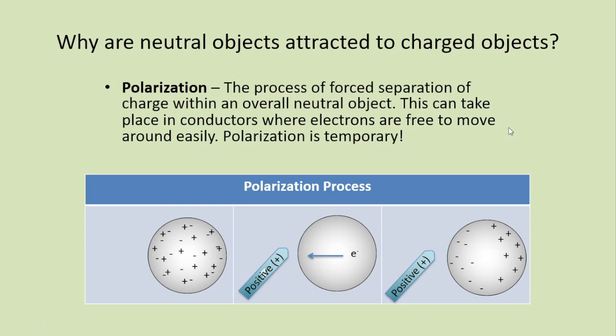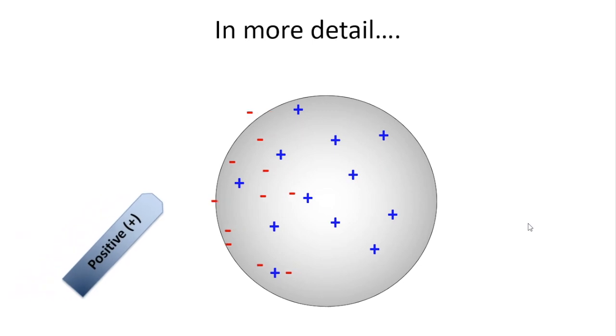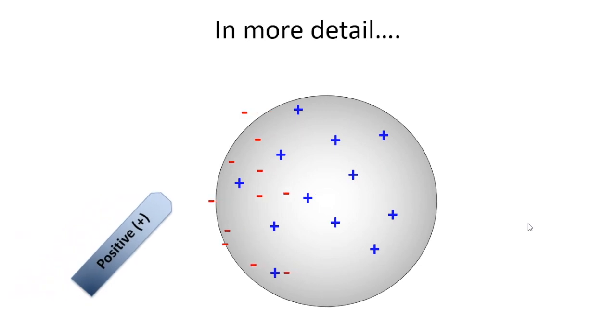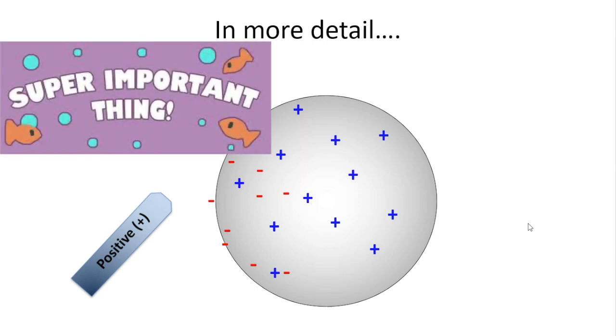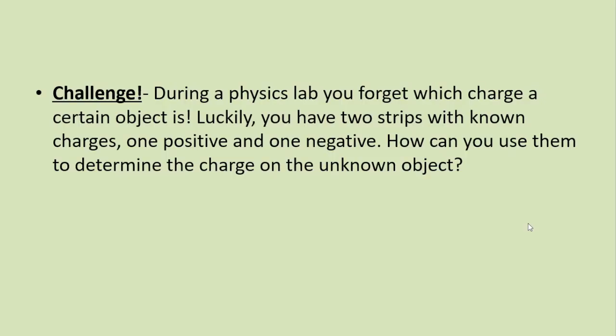Why are neutral objects attracted to charged objects? Here's the diagram again for polarization, except this time with a positive charge being brought towards it. And we see that the electrons are now attracted to the positive charge, exactly what we would expect. So in this case, the negative charges move over to the left, and the positive charges move over to the right. And the overall charge of this object is still neutral. When I bring that positive charge over, those negative charges move to the left. Again, the object is still neutral because I have not taken any of those charges away.